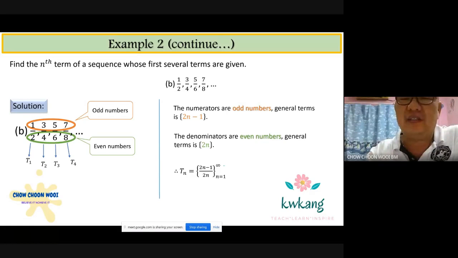Mungkin ada orang kata, apa benda ni? Okay, kalau tak tahu, tak mau tulis, tak apa. Nak tulis just to show that it is infinite sequence.